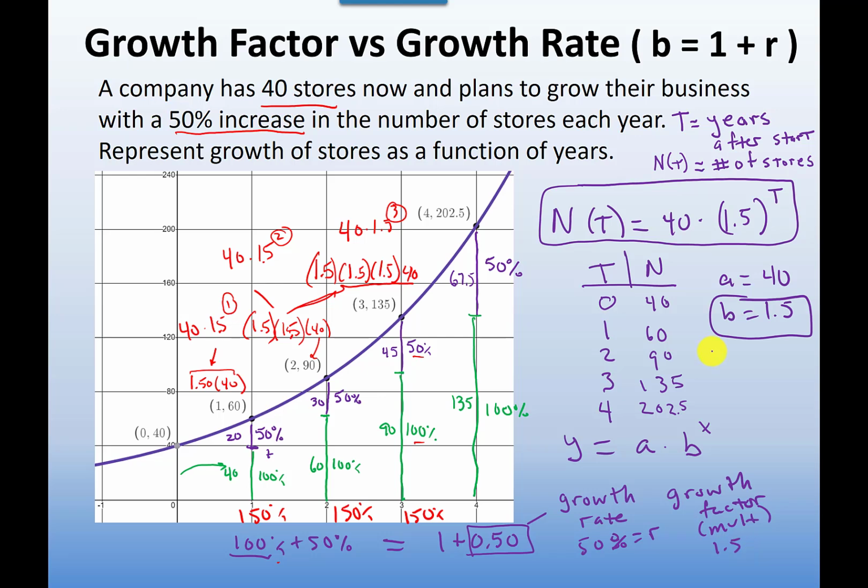So where did the b come from? The b equals 1 plus R, where R is the growth rate. That's the 50%. We added that to the 100%, which is the 1. So this little formula here is going to be an important formula for us when we're relating exponential functions with percent increases or percent decreases. Okay, I know I packed a lot in here. We've got a lot of concepts laid out now. So what I'm going to do is start weaving all this together and looking at some examples.